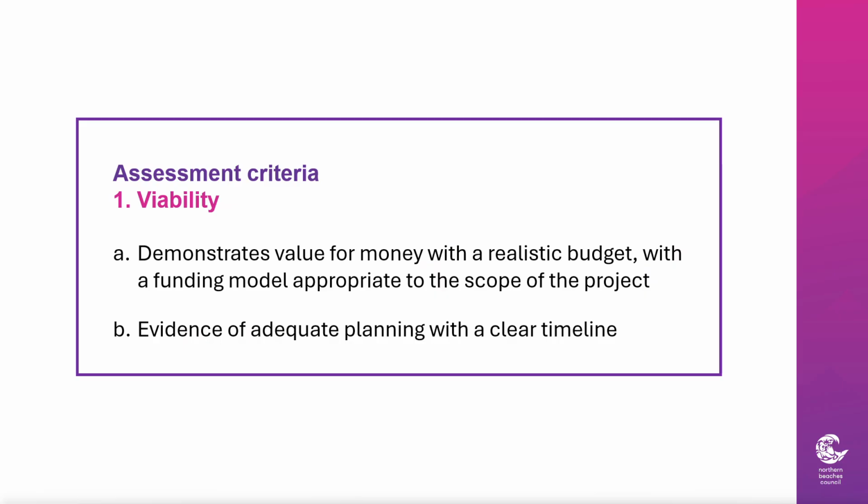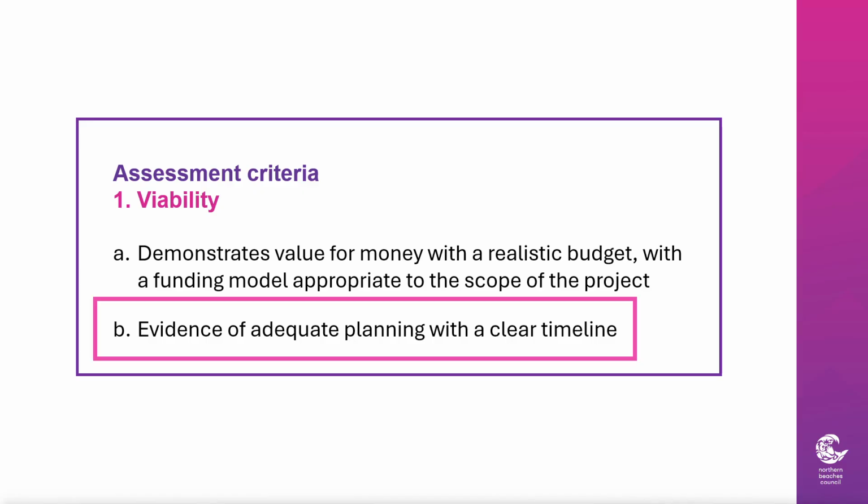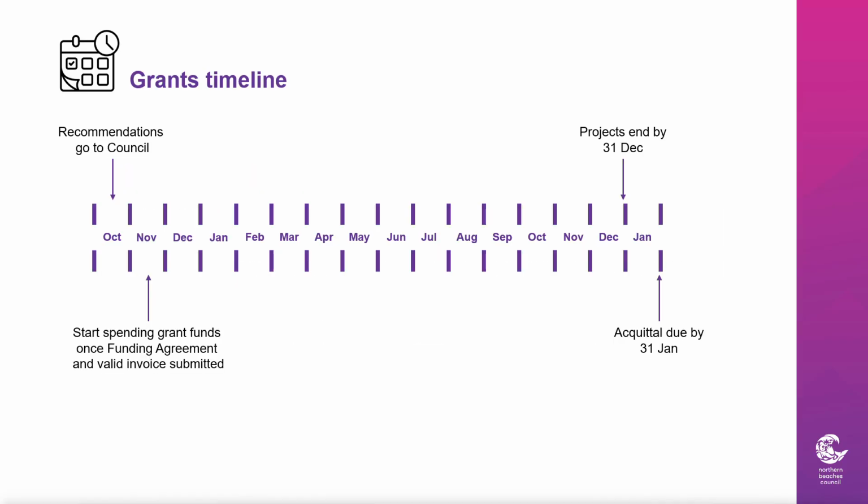This video will be looking at how to respond to the questions related to Assessment Criteria 1, which asks you to demonstrate the viability of your project. In particular, Criteria 1B, which asks you to show evidence of adequate planning with a clear timeline.